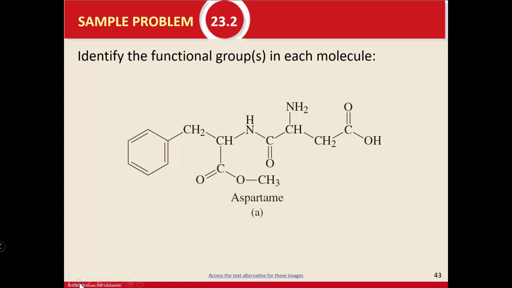All right, so let's see if we're getting the hang of this. I want you to identify the functional groups in each molecule. Circle them, tell me what you have, and let's see where you are here. So stop. This is aspartame, an artificial sweetener, and you should be able to identify the different functional groups attached to that compound. Have you circled them? If not, stop the video, write this down on paper, and circle your functional groups.